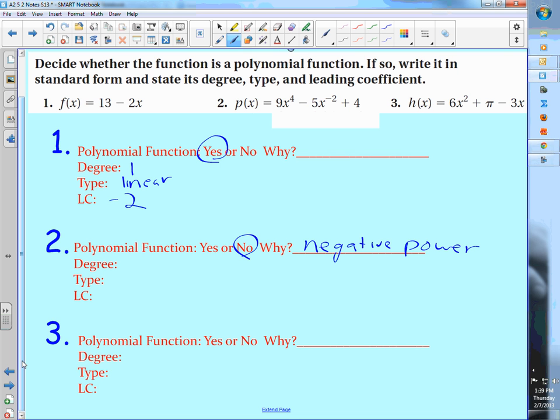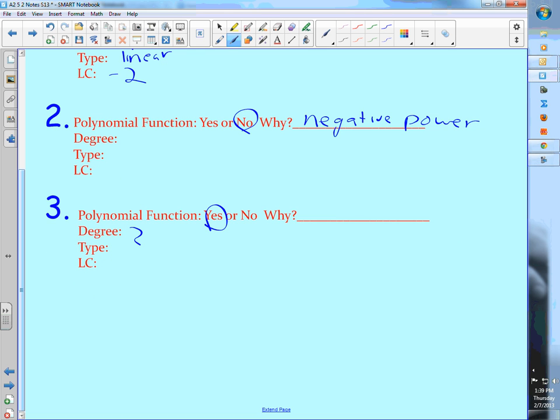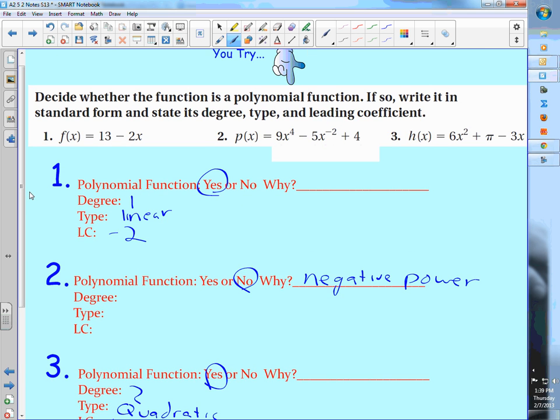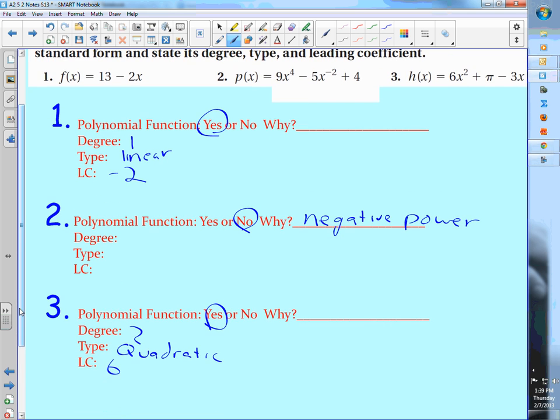How about number 3? It is yes. Why is it? We got reals and integers, good, or wholes. How about degree on that one? 2. So if it is a degree 2, what type? Quadratic. And what about the leading coefficient? 6. Was it a 6? Yeah. Excellent. Okay. Any questions on those 3? Anything you're not clear on?